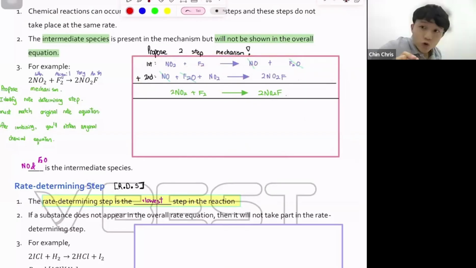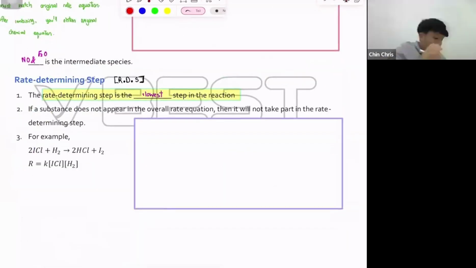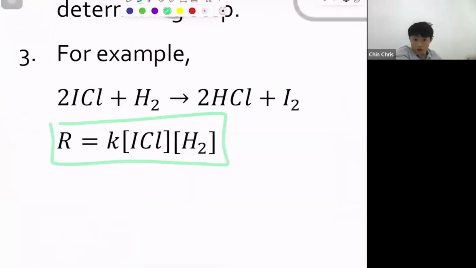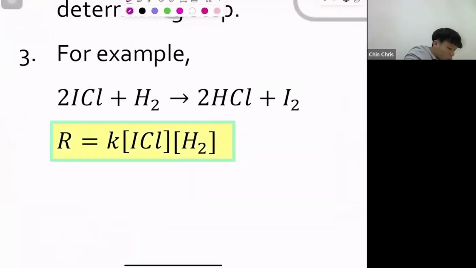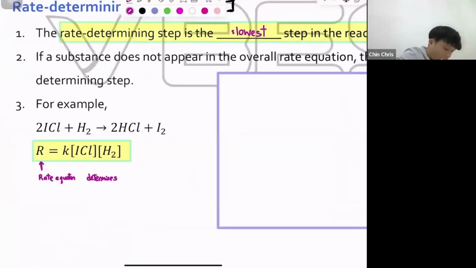Guys, in order for you to identify your rate determining step, you have to look at your rate equation. So highlight this rate equation. How do you identify your rate determining step? My rate equation always determines our rate determining step. I just put it as RDS.